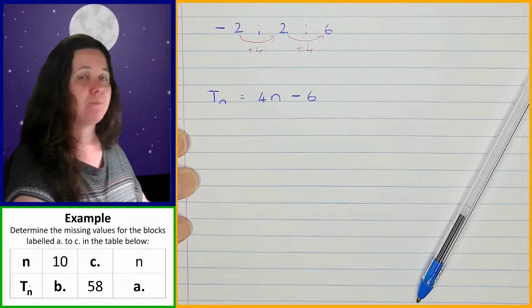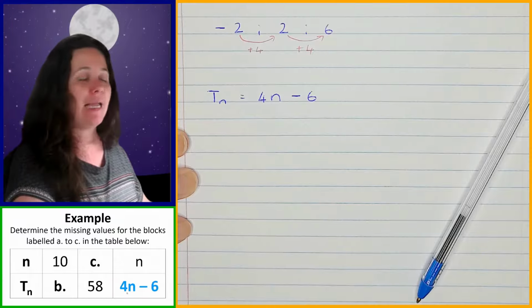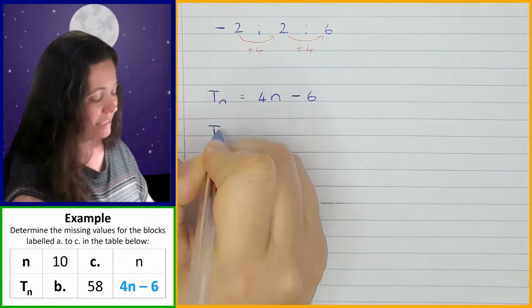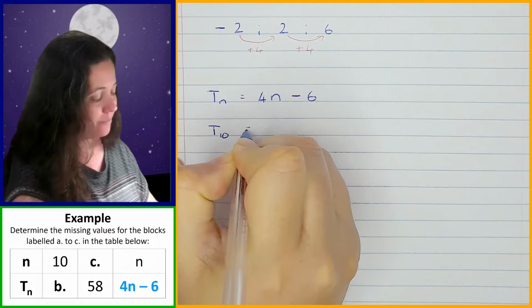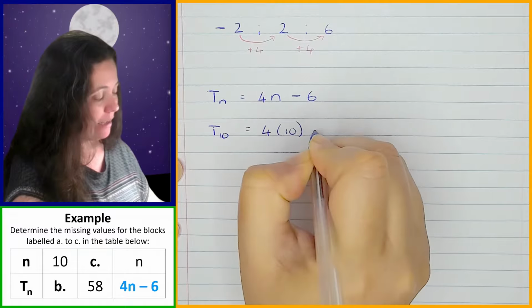So over here, the first thing I need to work out for A is the rule, and that is 4n minus 6. Okay, now let's go on to B. So B is the value where n is 10. So it's our 10th term. So I'm looking for T10. Okay, so for T10, I have 4 times 10 minus 6.